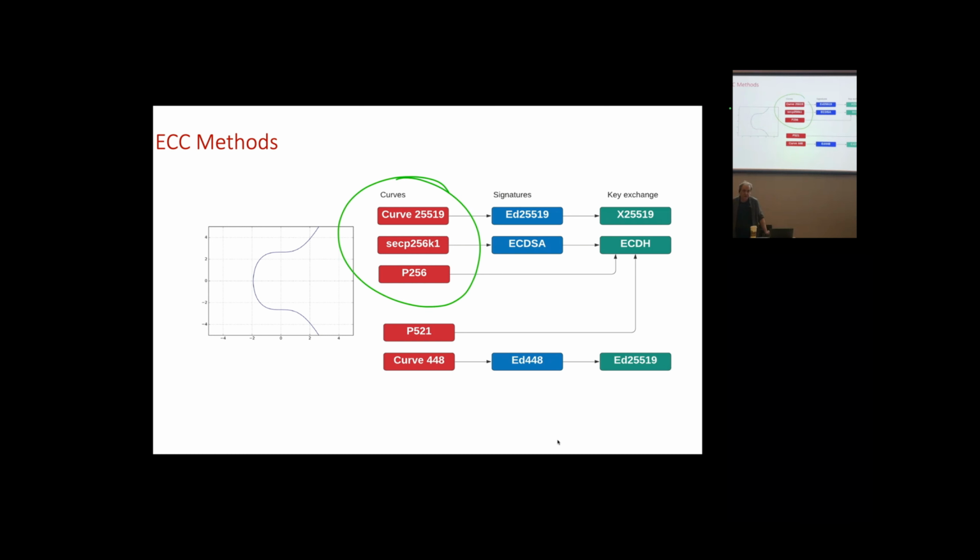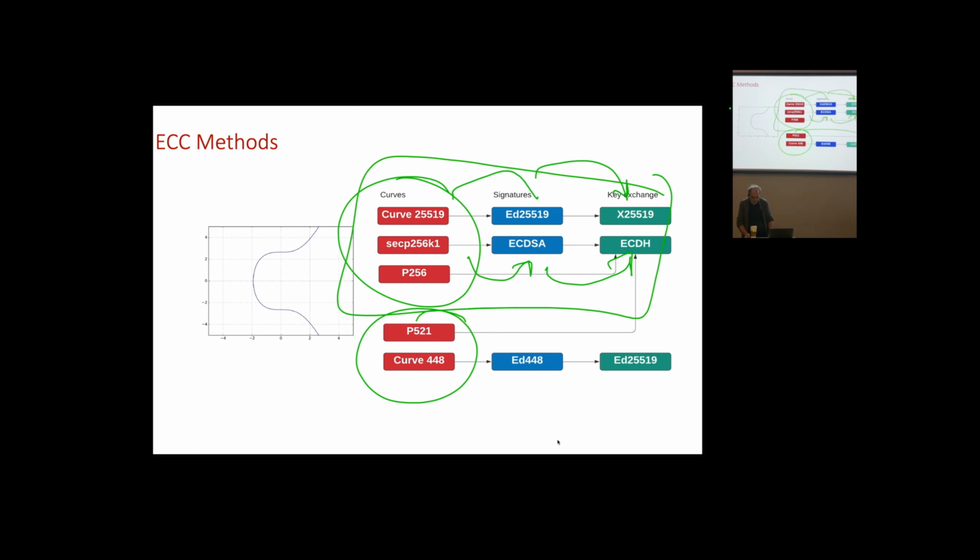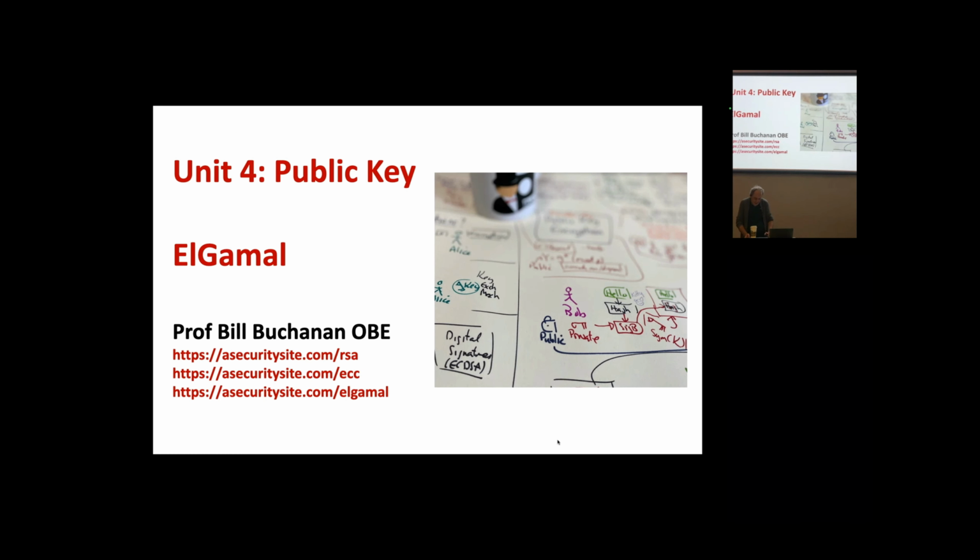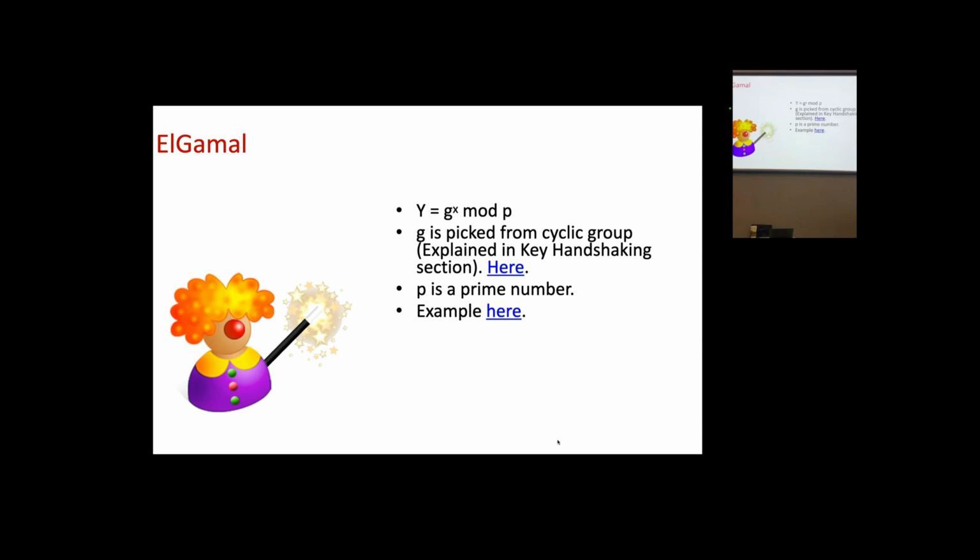So the typical curves that we use, curve 25519, secp256k1 is used in Bitcoin, and P256 is the NIST standard curve. These lead to these signatures and to these key exchange methods. If we want more security, we can get a bigger curve. These are larger and they're more secure. But most of the time, this is enough security that we need. The last method is ElGamal, and I won't go into any detail here. Uses discrete logs. We'll be coming back to that next week.